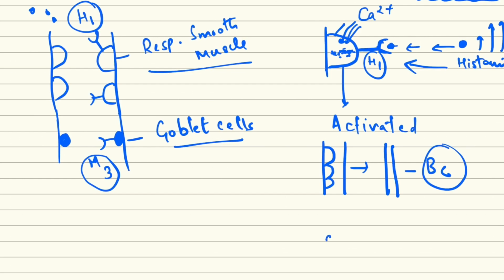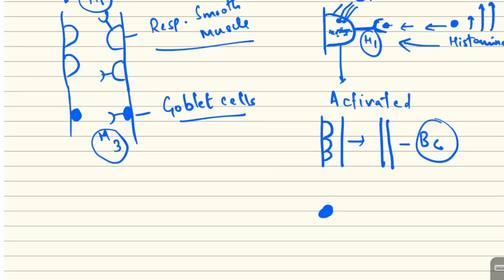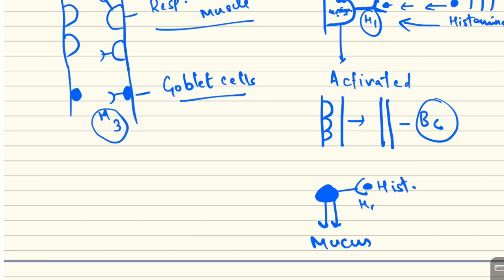Also, suppose this is a large goblet cell. Histamine also binds with these receptors of the goblet cell, and the goblet cell produces a lot of mucus as a result of activation by the histamine. This is histamine binding with the histamine receptor. This mucus is also produced as a result of binding of acetylcholine with the M3 receptor.